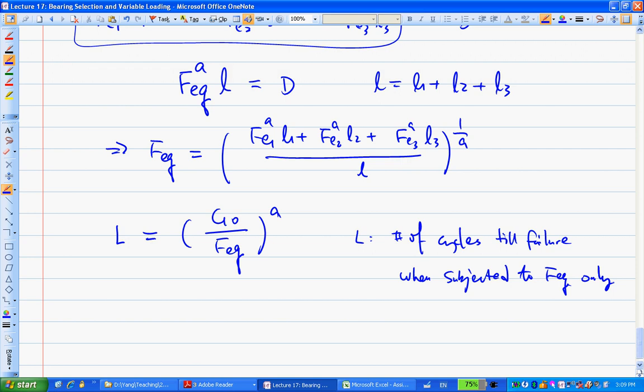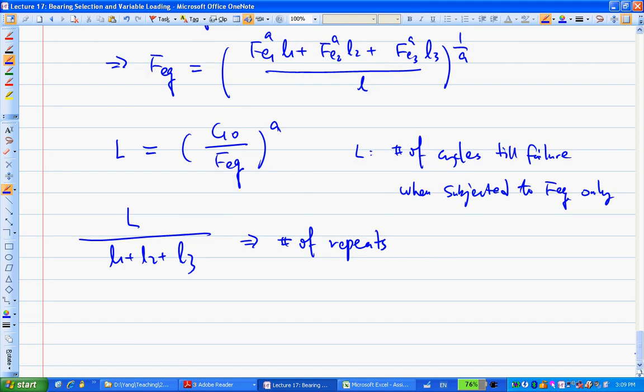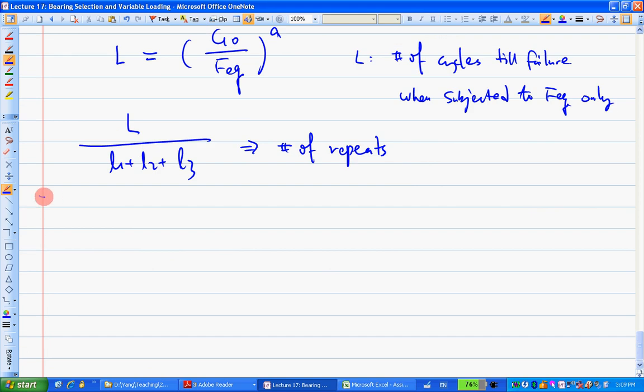Then if the question is how many repeats of the L1, L2, L3 pattern the bearing can take until it fails, what do we do? We take the capital L over this, divided by this. So this gives us the number of repeats. There's a slightly different variation added with this.